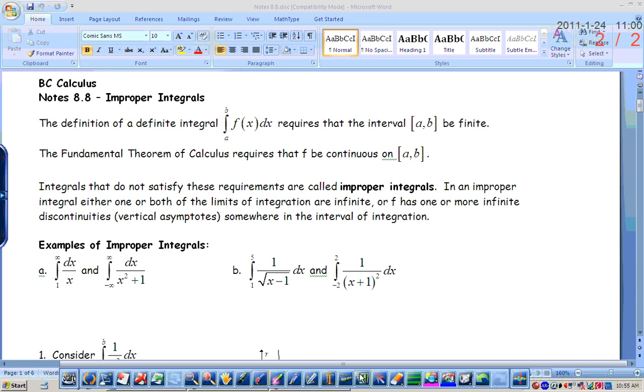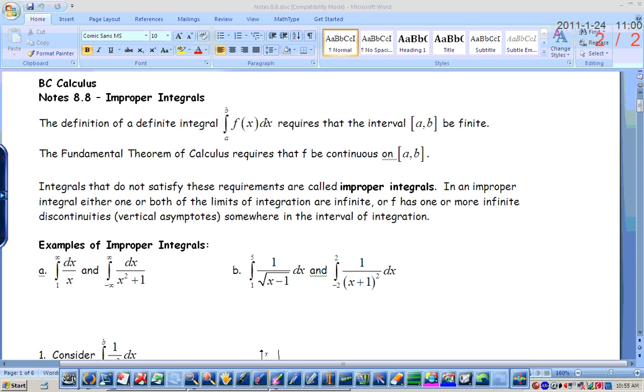This is the last section in this chapter, and we're going to spend 2 days on it. But it's on improper integrals, and so far we've learned definite integrals and indefinite integrals. Definite integrals are when you integrate and have limits of integration. Indefinite integrals are where you don't have those limits of integration.